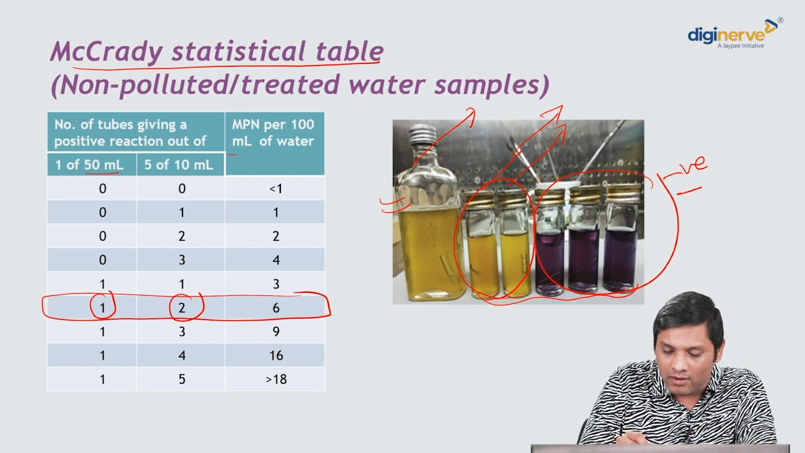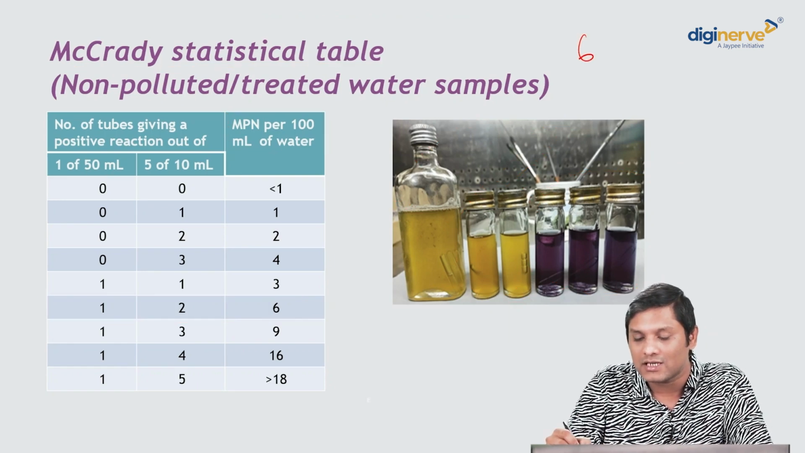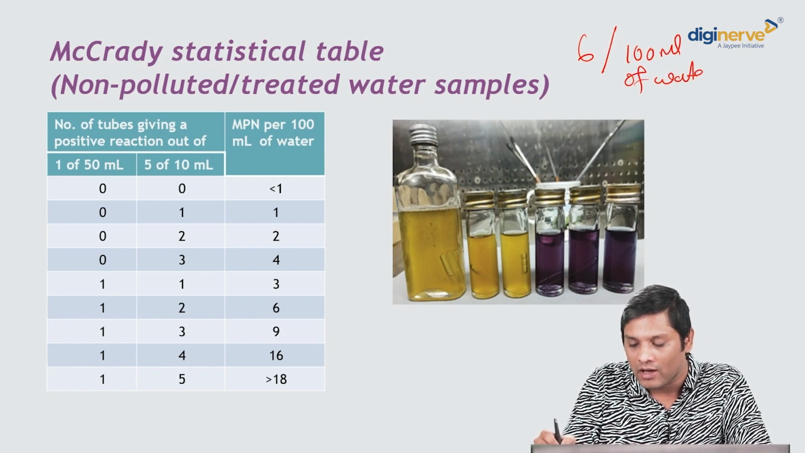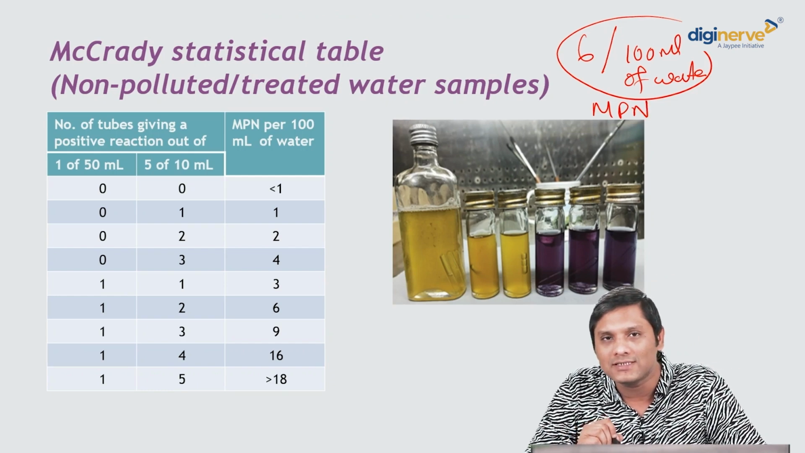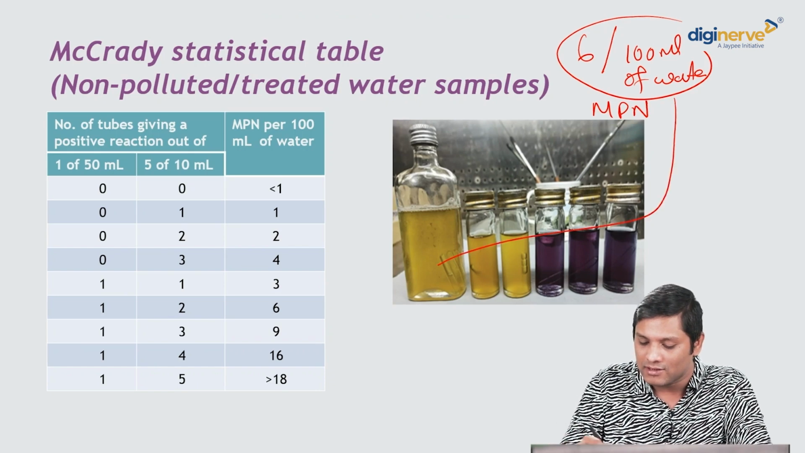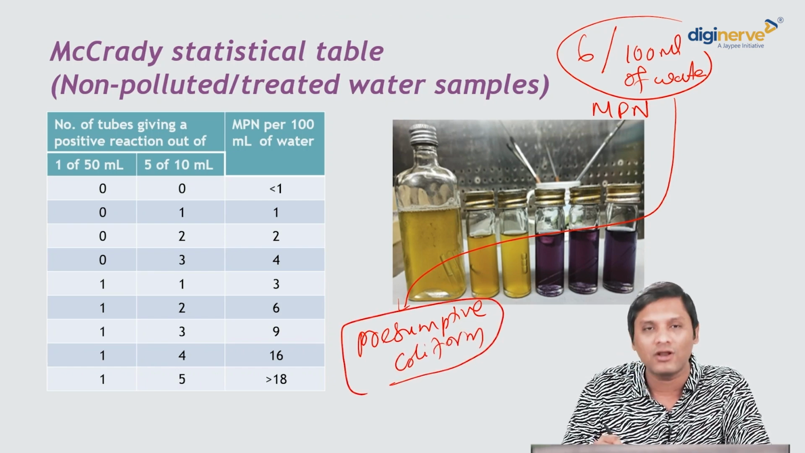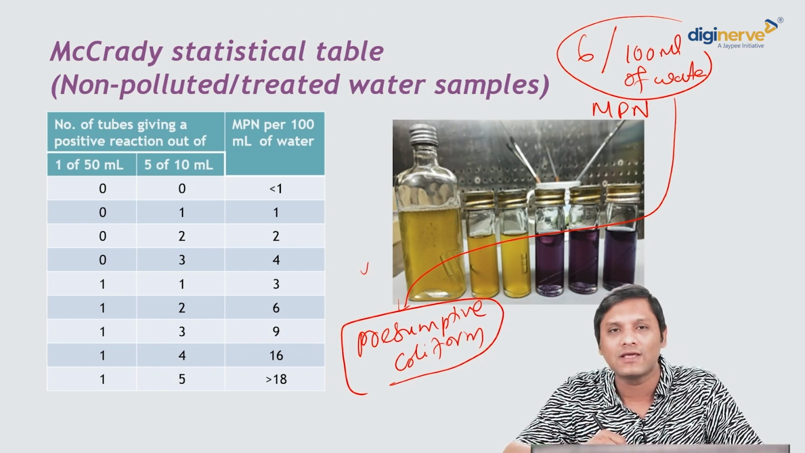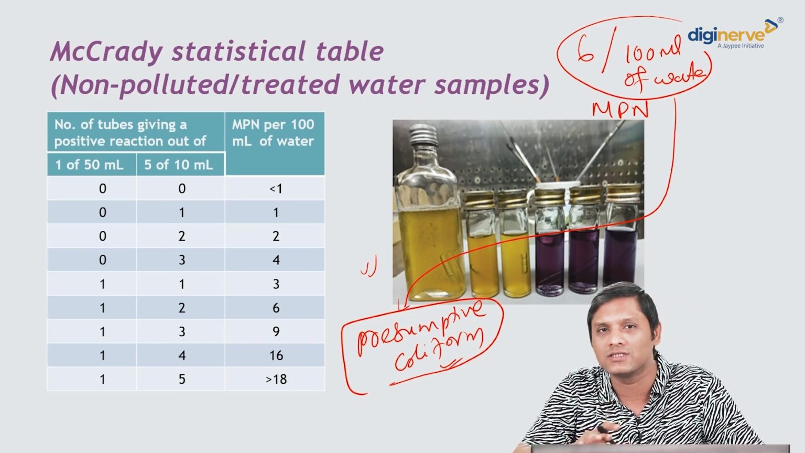Therefore, the most probable number per 100 ml of drinking water is 6. It indicates that 6 coliforms are present per 100 ml of water. This is called the most probable number of bacteria which may be present per 100 ml of water, and this gives you the presumptive coliform count. It is called presumptive because it is not confirmatory. You have to do a subculture to identify what organism it is. Overall, it gives you a preliminary clue that presumptive coliform organisms are present.